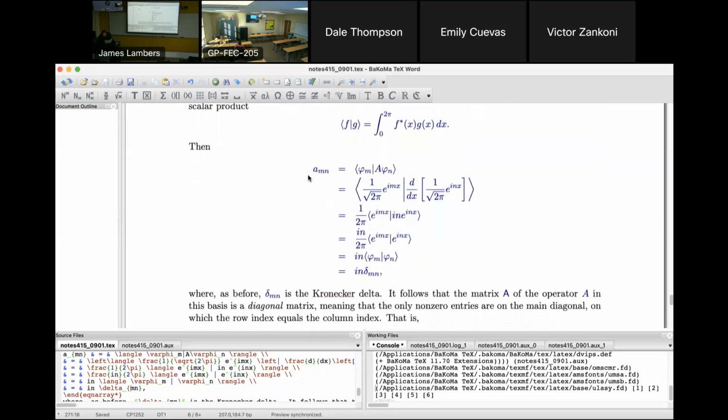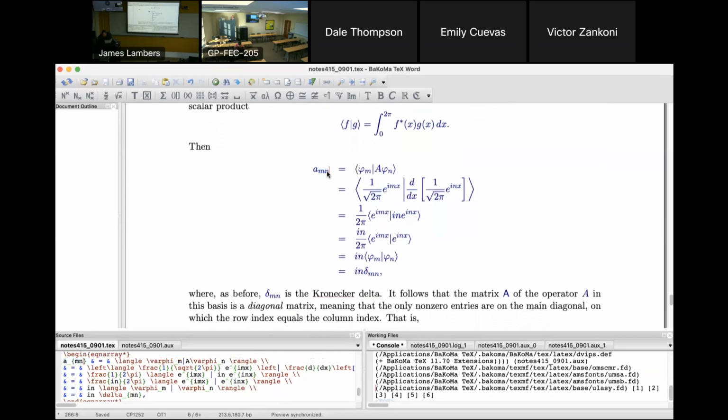What this means is this matrix, defined by little a_mn, is a diagonal matrix. A diagonal matrix has all entries equal to 0 unless the row index equals the column index. So this is equal to i n for the n-th entry. All other entries are 0. So in this case, the matrix is particularly convenient when it comes to differentiation on this Hilbert space of periodic functions.